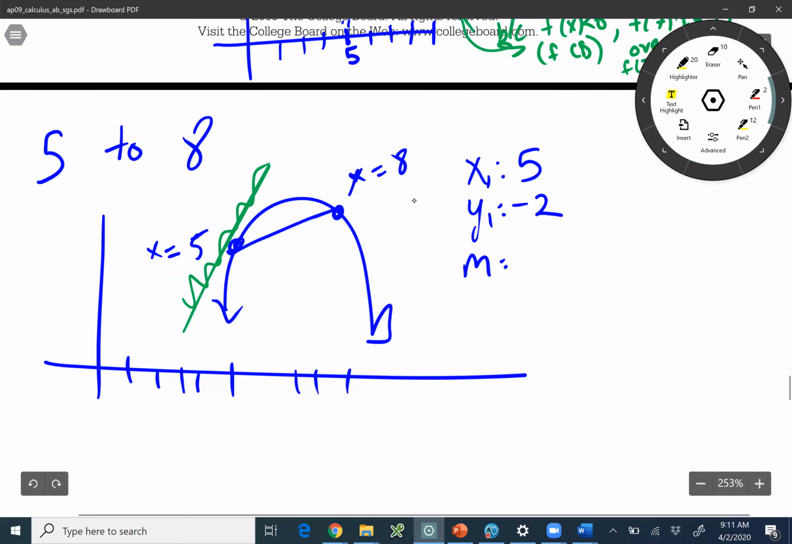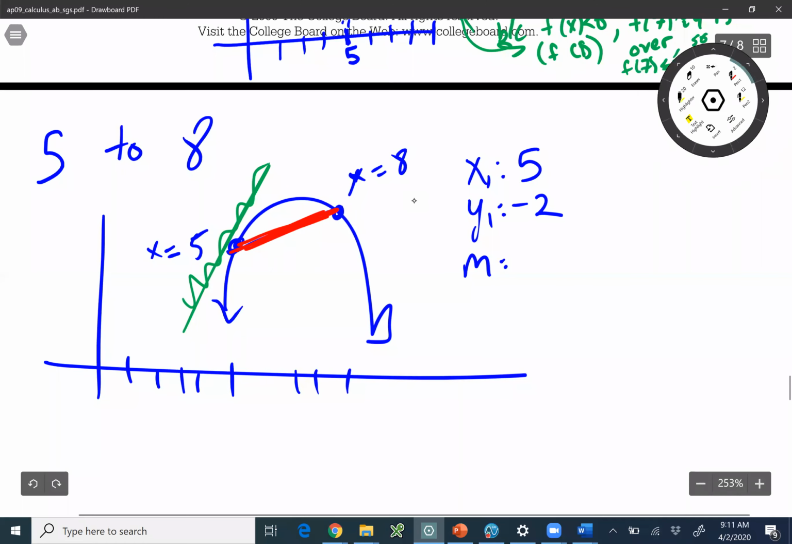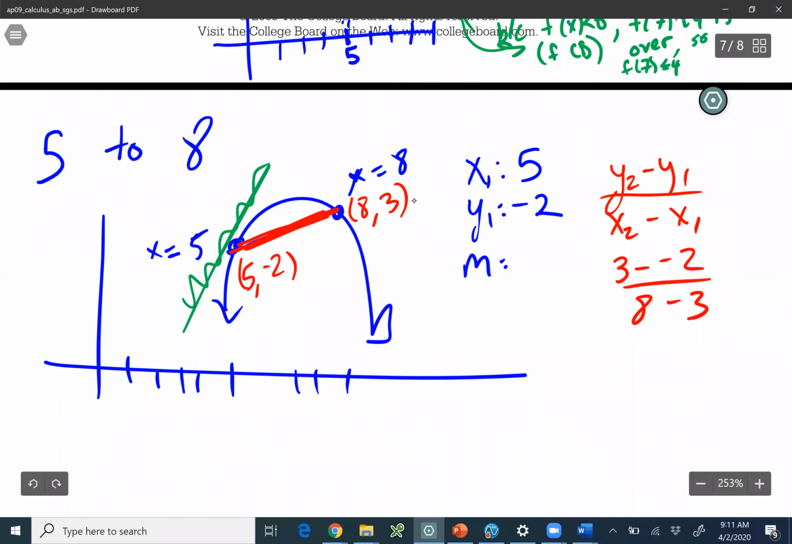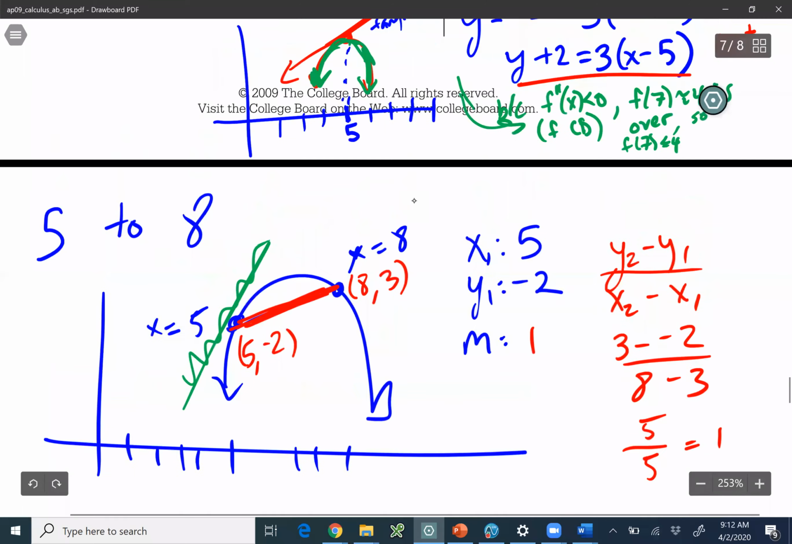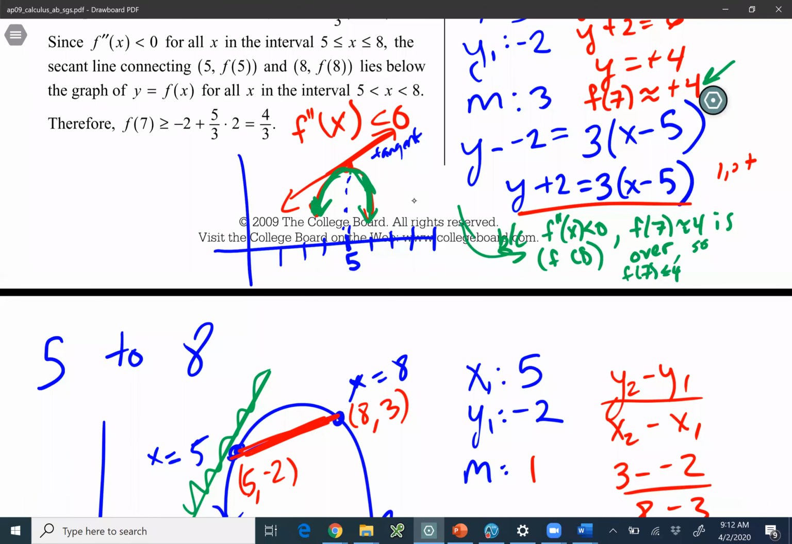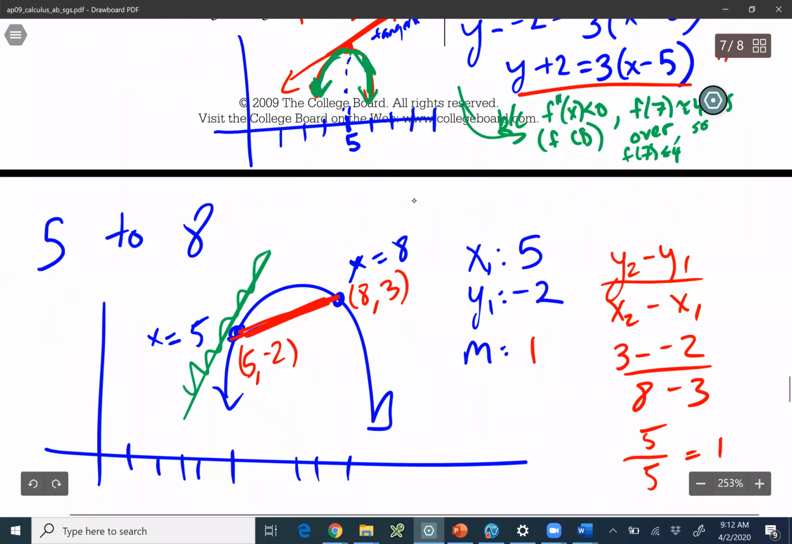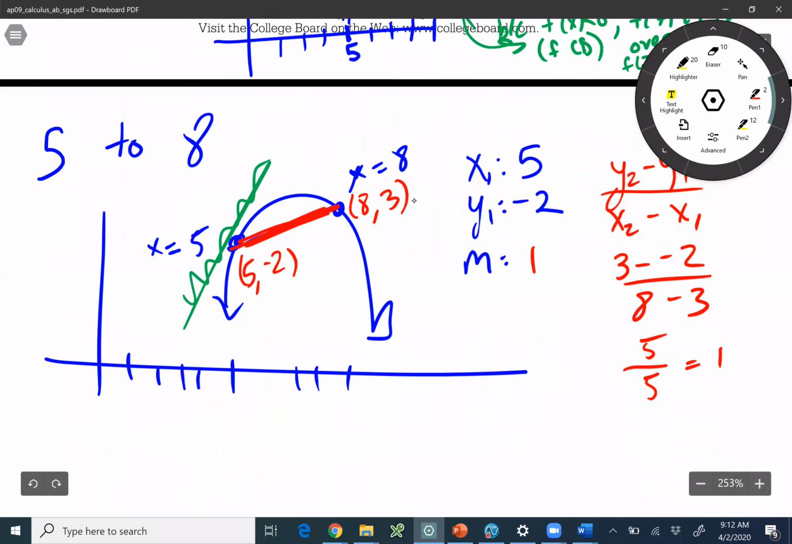We want the slope of the secant line, which is in between 5 and 8. So that's just y2 minus y1 over x2 minus x1. And in the table, this point was 8, 3, and this point was 5, negative 2. So we get 3 minus negative 2 over 8 minus 3, which gives us 5 over 5, which is a slope of 1. So now we can graph this equation. And so, did I mess that up? Yeah, I messed that up. I thought I did.